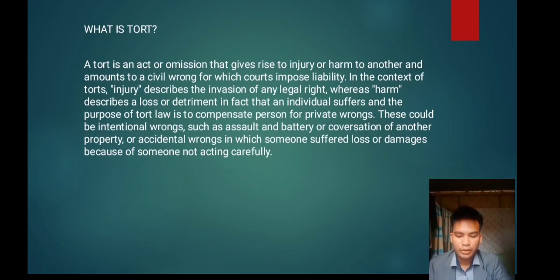Pangalawang uri ng tort, negligence. There is a specific code of conduct that every person is expected to follow, and the legal duty of the public to act a certain way in order to reduce the risk of harm to others. Failure to adhere to this standard is known as negligence.